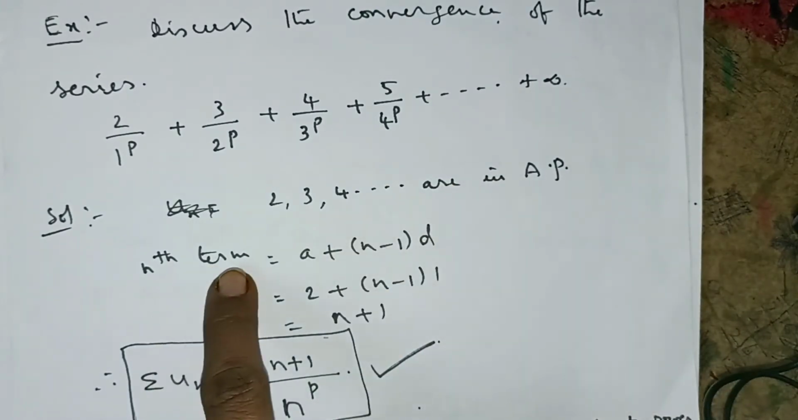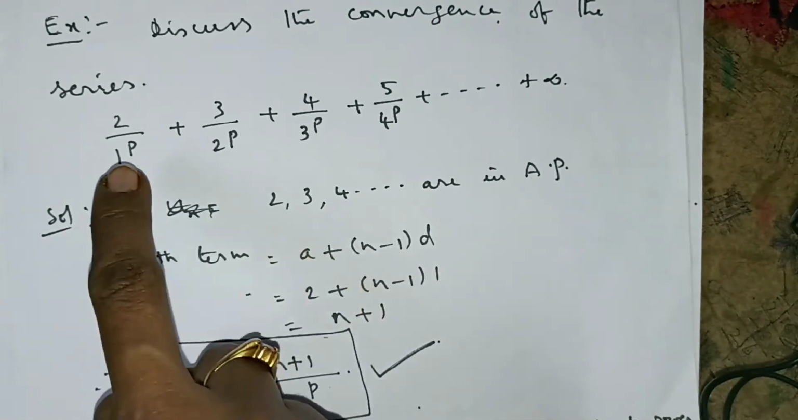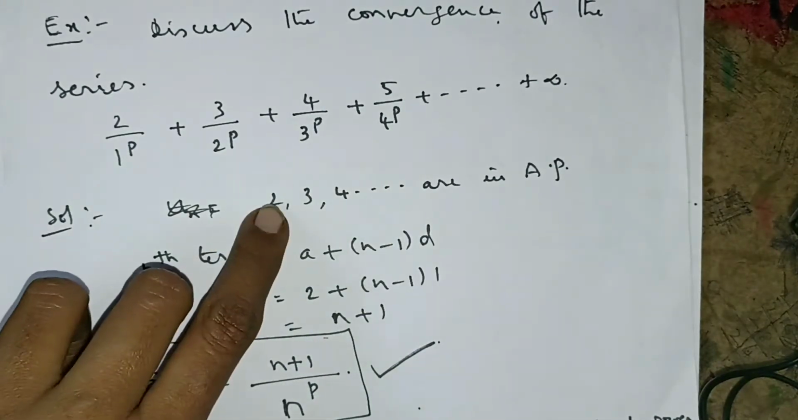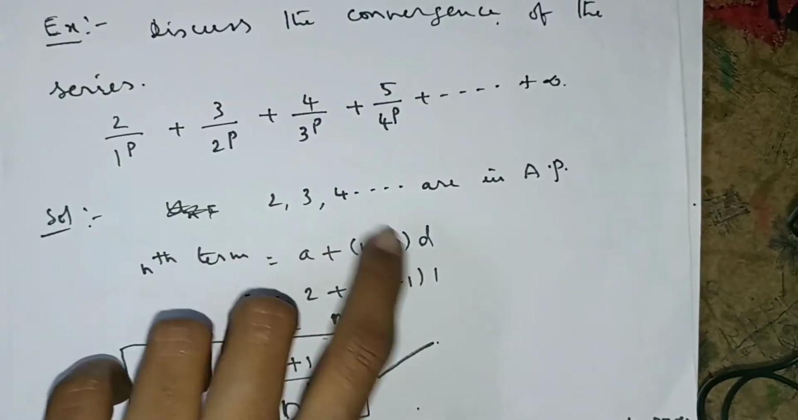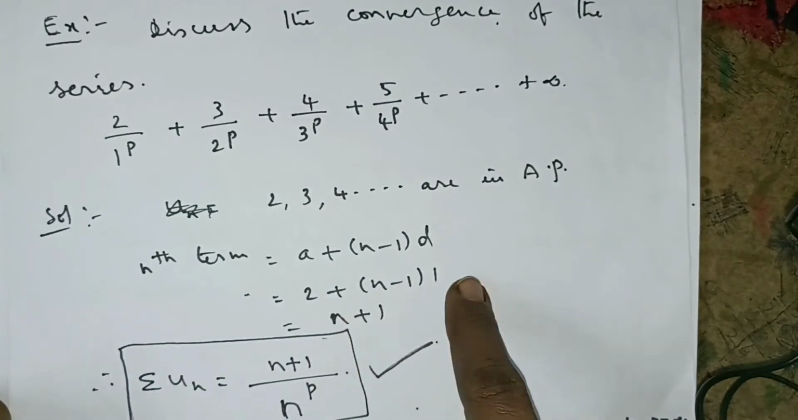The formula of the nth term is a plus (n minus 1) into d, where a is the first term and d is the common difference. Here a value is 2, and the difference between any two numbers is 1. So 2 plus (n minus 1) into 1 is equal to n plus 1.